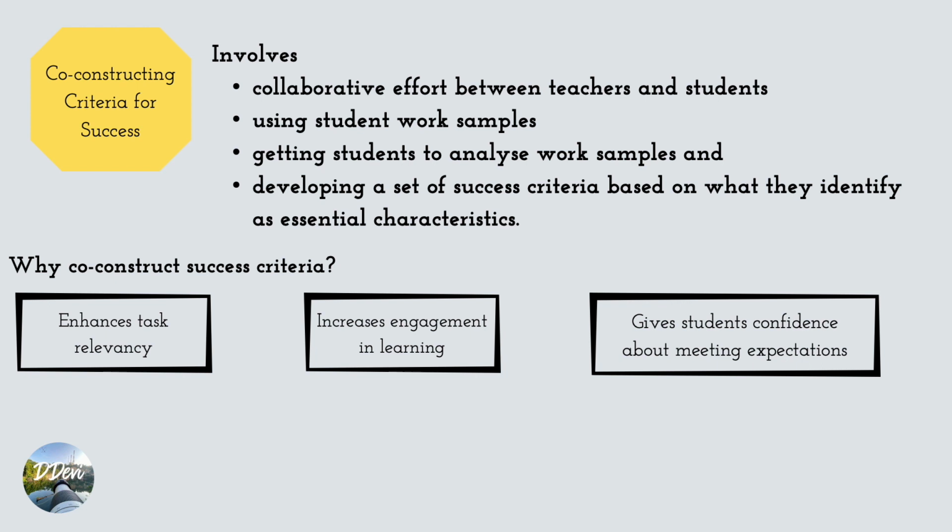Many of the strategies described thus far can be used collaboratively with students. Doing this will allow students to co-construct the criteria for success. That way, they will understand the relevance of the task. They will also be more engaged since they will be involved in developing the success criteria. This results in building students' confidence about meeting the expectations of the success criteria.